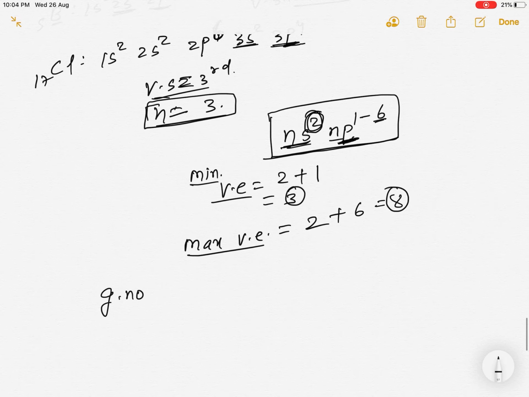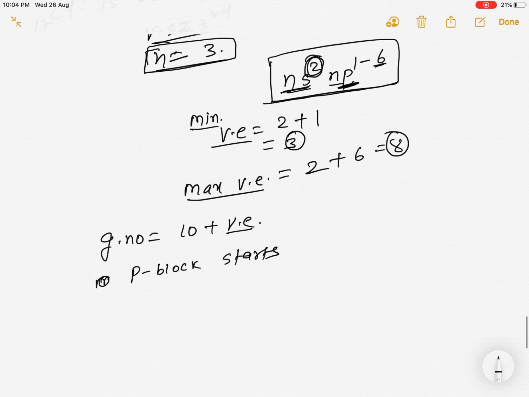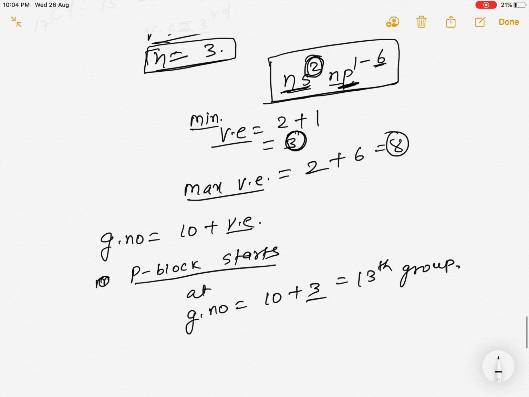How do you find the group number for the p block? Is it 10 plus the number of valence electrons? Yes. So can we say p block starts, where will it start when you have the minimum number of valence electrons? So can we say p block starts at group number 10 plus 3, where 3 is the minimum number of valence electrons, the 13th group, and it goes till when you have the maximum number of valence electrons, which is 8, the 18th group. So p block elements are from the 13th group till the 18th group, right?